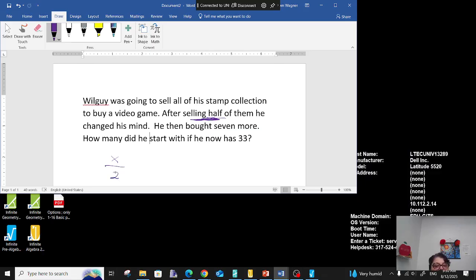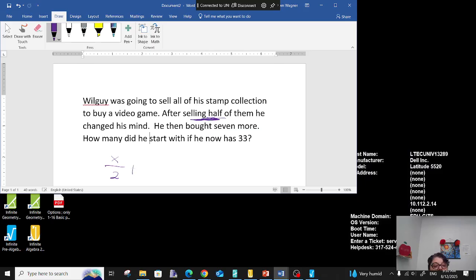So he sold half of them, but then he was, well, Guy, do you collect stamps? I don't know why anybody collects stamps. It seems like a boring collection to me. But maybe Will Guy has a passion for stamps. I don't know.